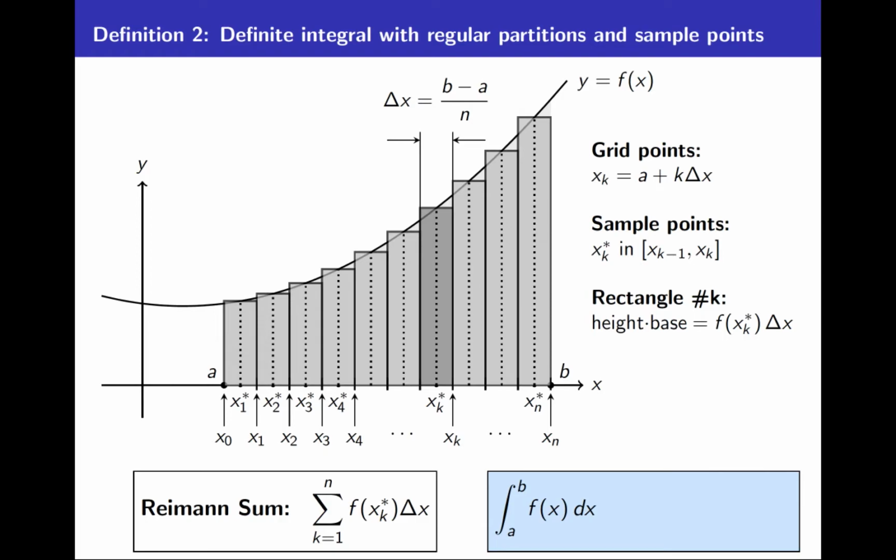But technically speaking, you could look at definition 1 that we just saw in the previous slide as being definition 2, where the sample points are chosen to be all the way to the right. But anyway, with this definition, the definite integral from a to b of f of x dx is defined to be the limit as n goes to infinity of the sum from k equals 1 to n of f of x sub k star times delta x. So it's almost exactly the same definition that we started out with, but we have a little bit more flexibility here to choose our sample points.